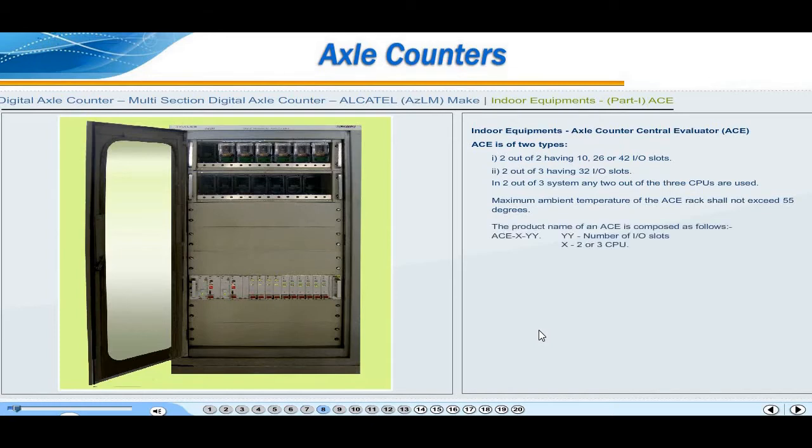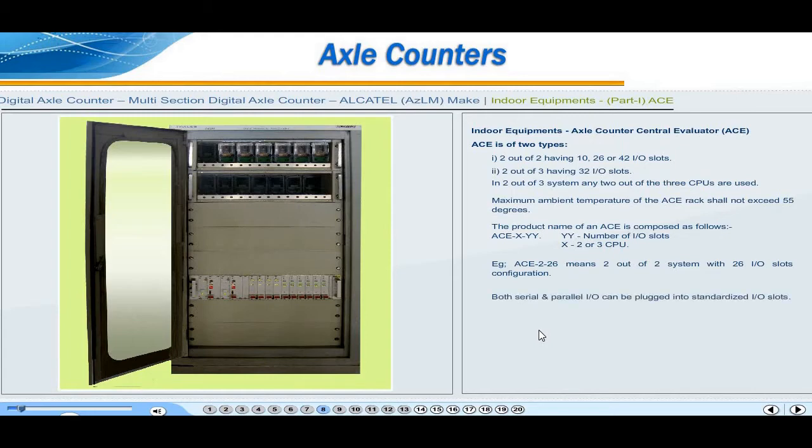The product name of an ACE is composed as follows. ACE X/YY. YY is number of input-output slots. X is 2 or 3 CPU. Example, ACE 2/26 means 2 out of 2 system with 26 input-output slots configuration.